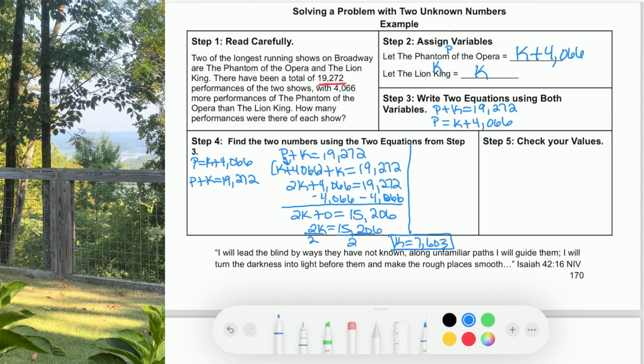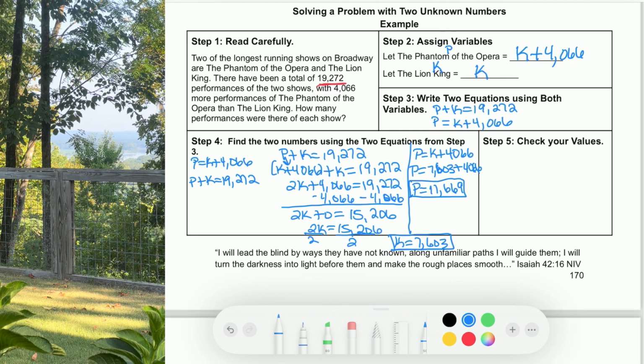So I'm going to take the other equation, the P equals K plus 4,066, and I'm going to replace my K because I now know that value. So P equals 7,603 plus that 4,066, and I get P equals 11,669. All right, so now we need to double check and make sure that we did in fact get our correct answers.